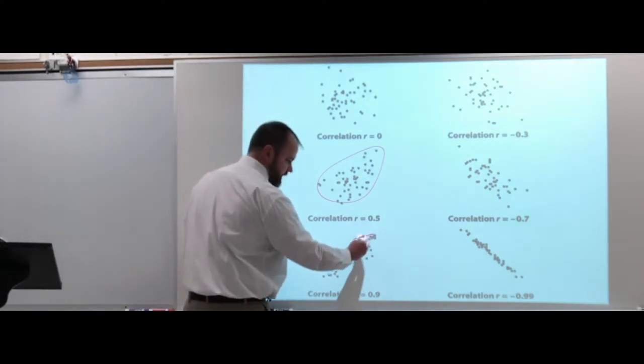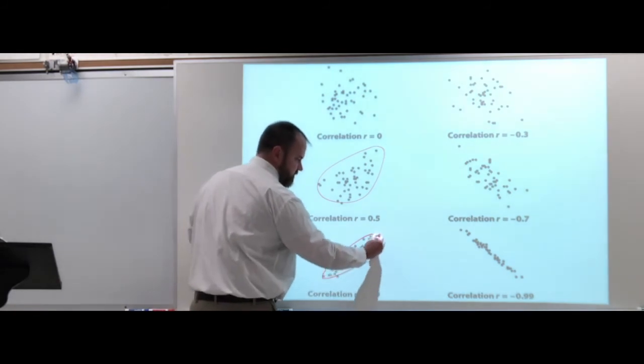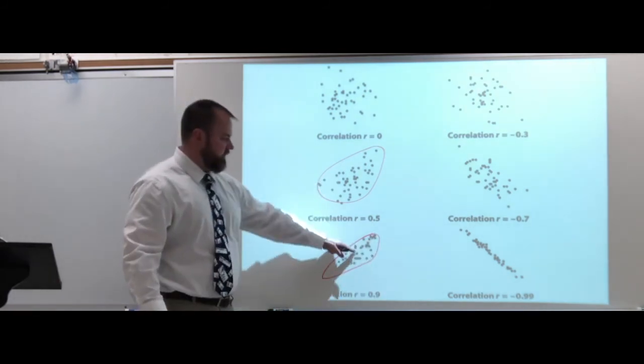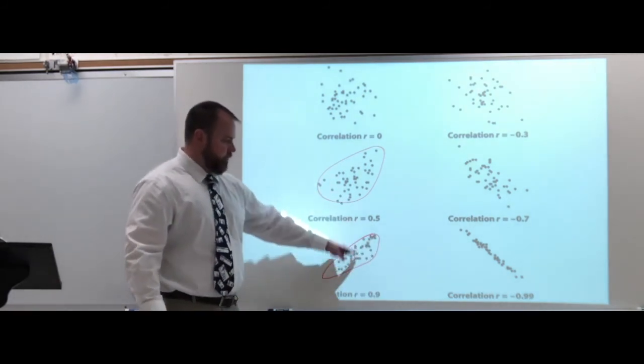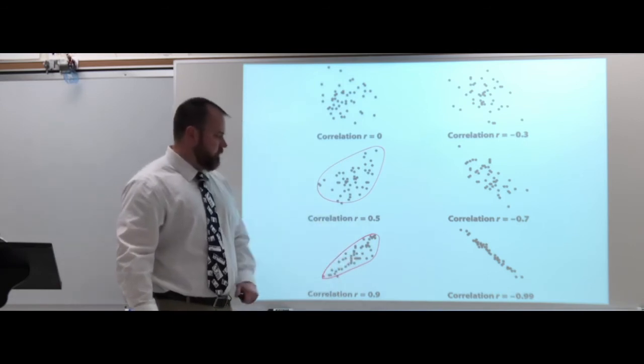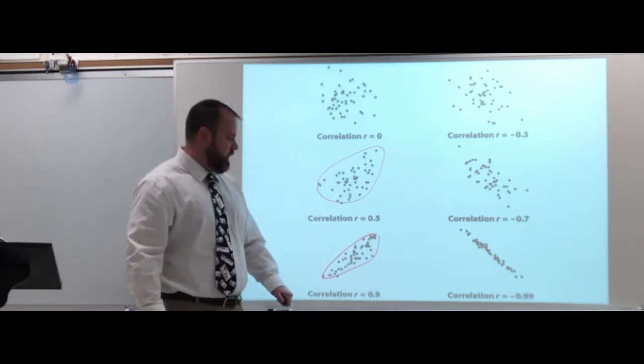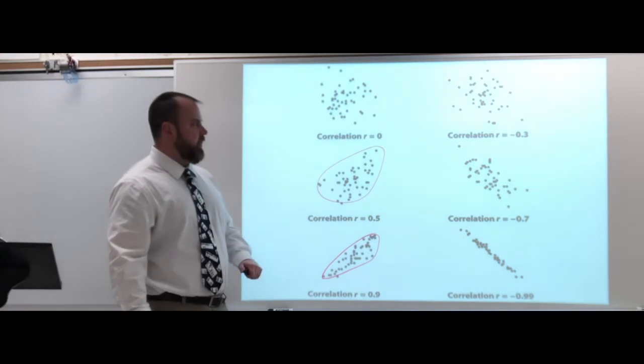Let's look at how closely I can circle these. Here you can tell the difference. Definitely both are positive. This one is a little closer together, so it's a 0.9 correlation compared to 0.5.